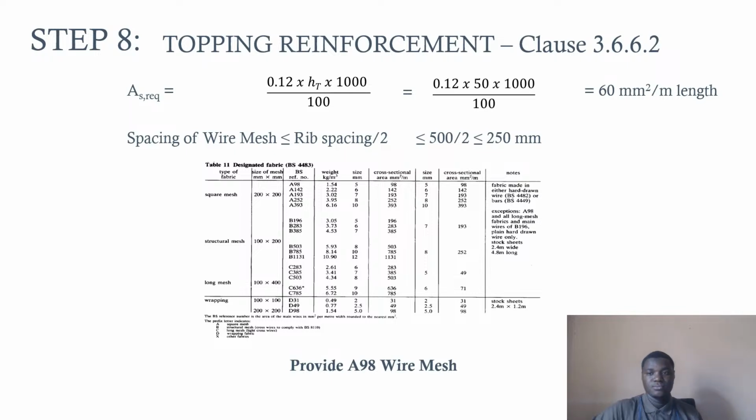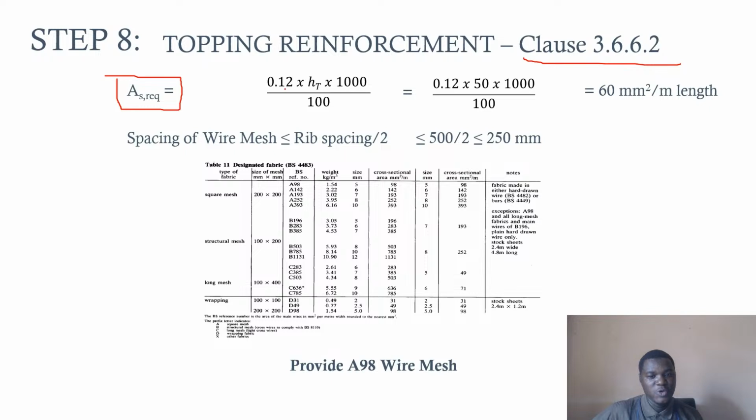The code recommends topping reinforcement for slab, and you can see that in clause 3.6.6.2 of BS 8110. If you take the course, we are going to explain everything. This is just a short explanation. So we have the AS required. The code says you should take 0.12 times the thickness of the slab, as a percentage of it, as the area of reinforcement.